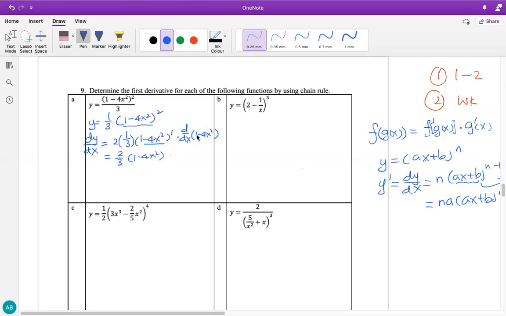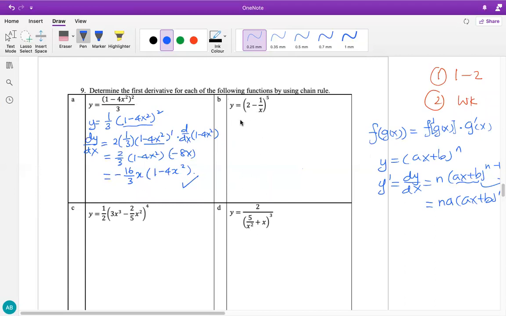You differentiate this: differentiate 1 is 0, and differentiate negative 4x squared, you get negative 8x. Hence, we will get negative 16 over 3 x, and then (1 minus 4x squared) to the power. Okay, this is the answer. All right, so let's check. Correct? All right.